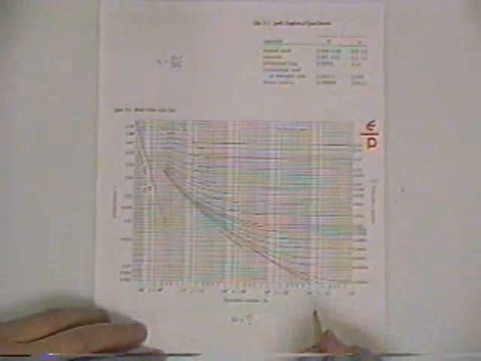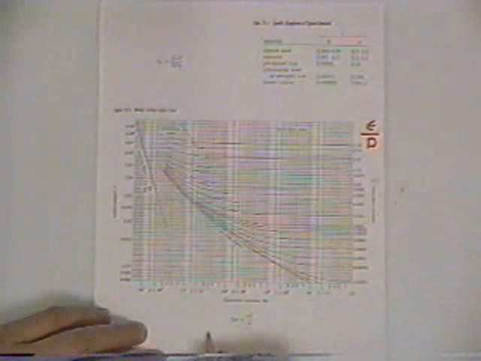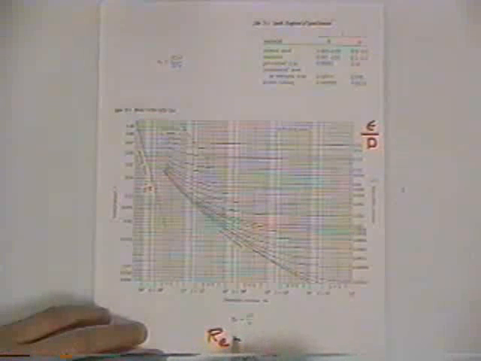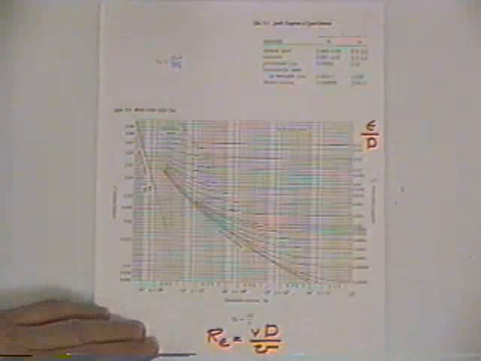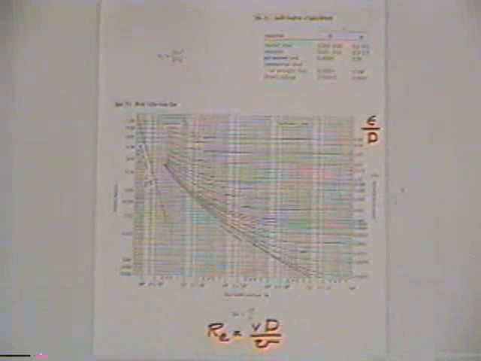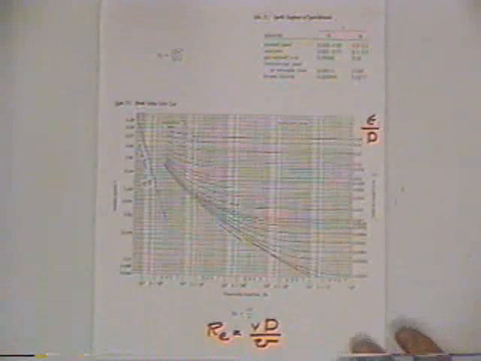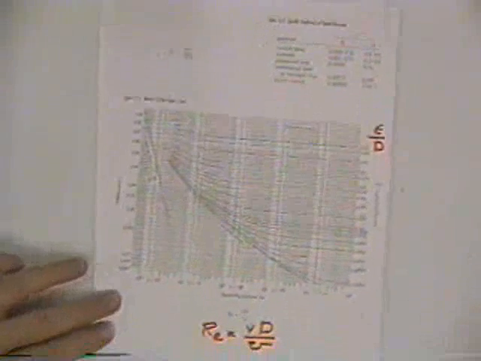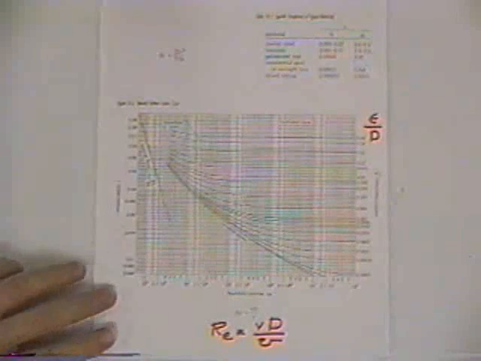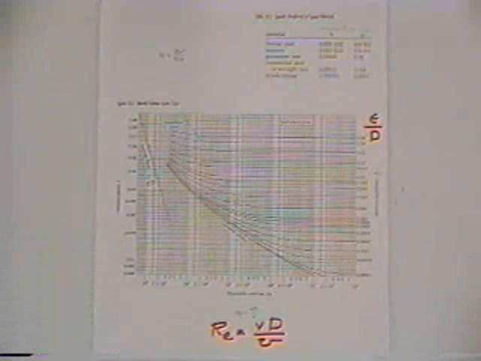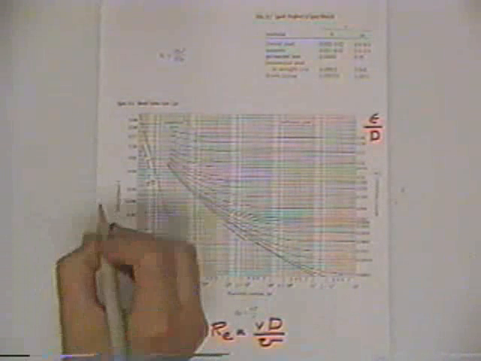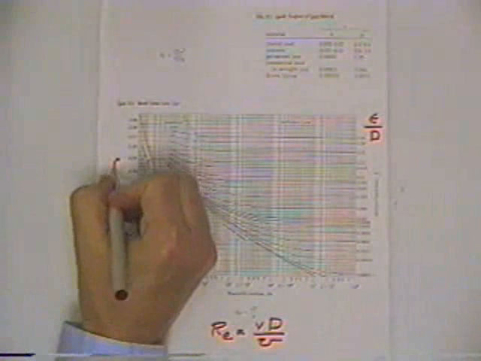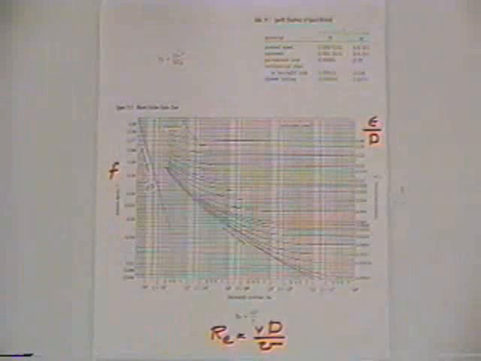Now it also depends upon the characteristic of the flow. And so we use Reynolds number. And Reynolds number is one of those dimensionless numbers. It's the velocity times the diameter divided by the kinematic viscosity. And it's actually a representation of the ratio of inertia forces to the frictional resistance forces in the pipe. And so that's across this scale. And then the friction factor for use in the Darcy-Weisbach equation is what we're reading from the scale.